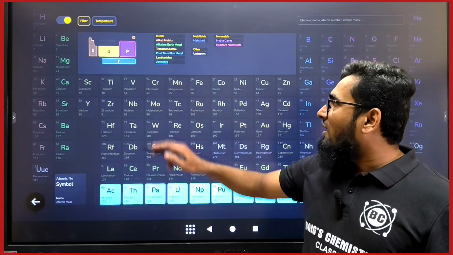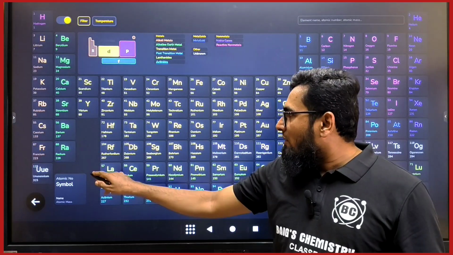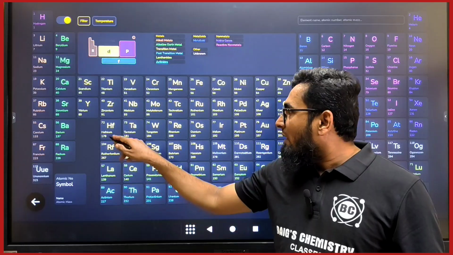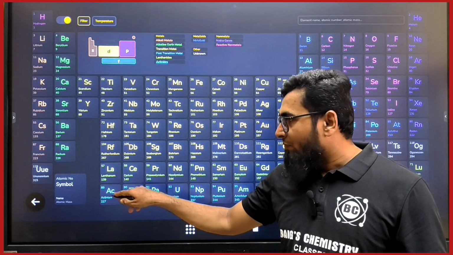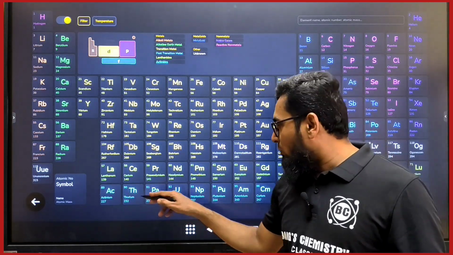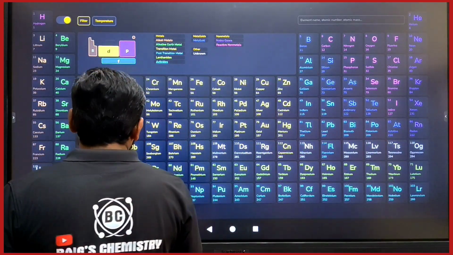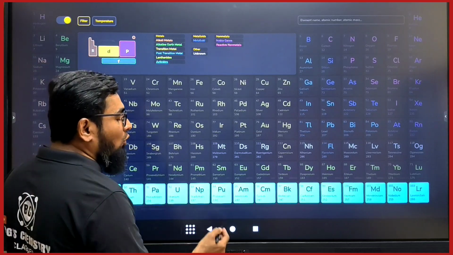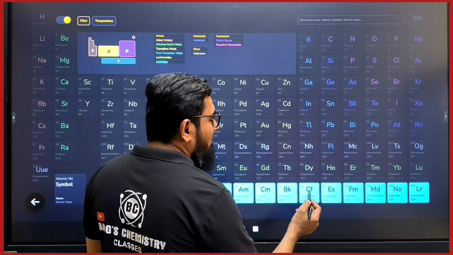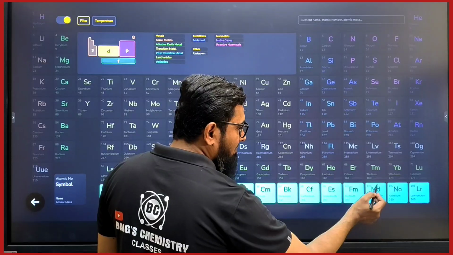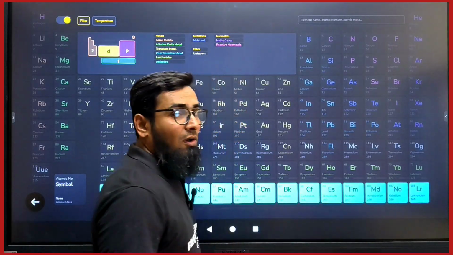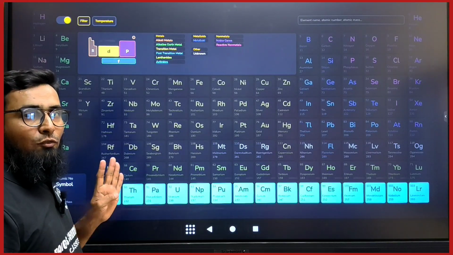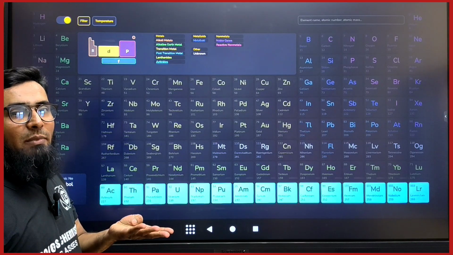Then after that you have actinides. Lanthanides come after lanthanum, and actinides come after actinium. This is actinium. Actinides start from here, thorium to lawrencium. That is thorium, protactinium, uranium, neptunium, plutonium, americium, curium, berkelium, californium, einsteinium, fermium, mendelevium, nobelium, and lawrencium. If you don't include actinium, there are 14 actinide elements. So 14 lanthanide elements and 14 actinide elements are present.